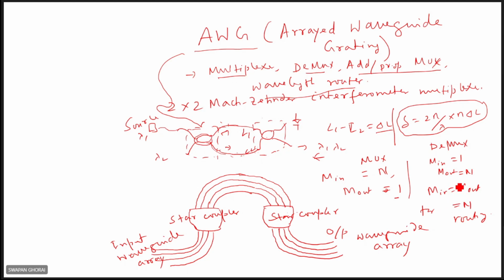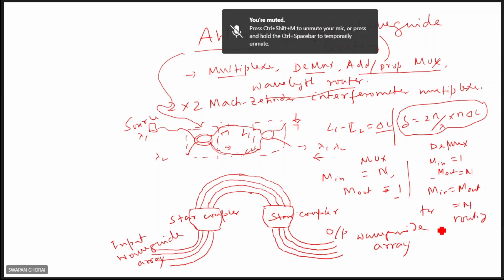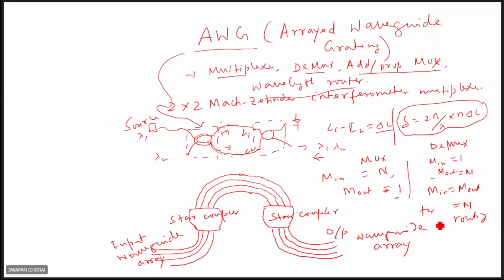That is the demultiplexer. Another use is for routing, where M inputs equal M outputs, that is, both can be equal for routing of information. So it can be of different types: multiplexer, demultiplexer, routers, etc.